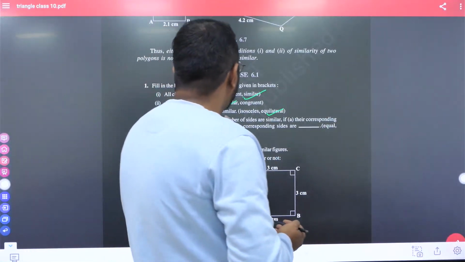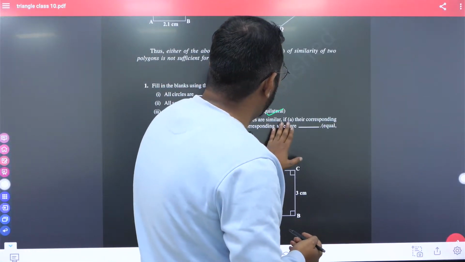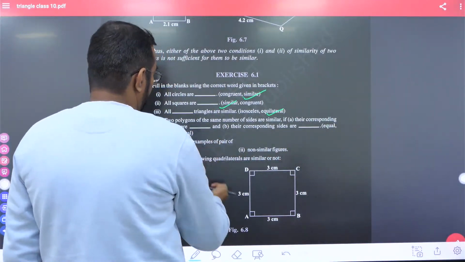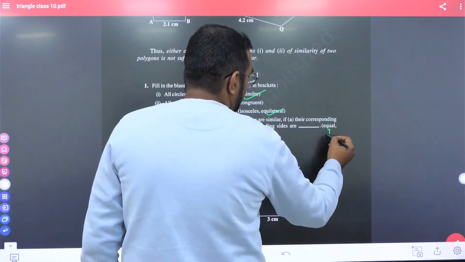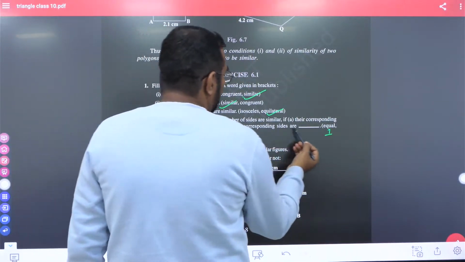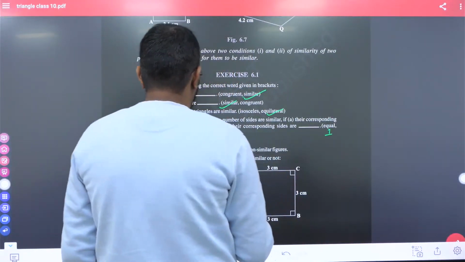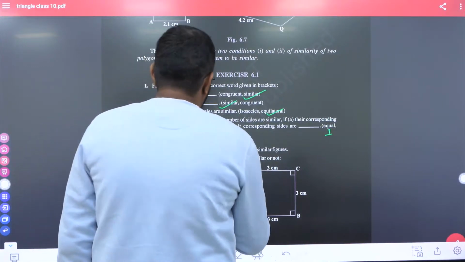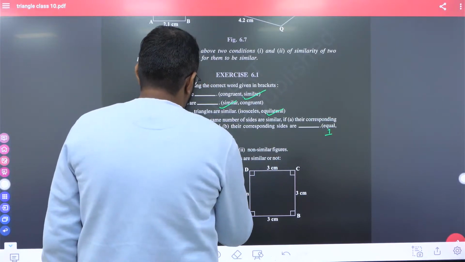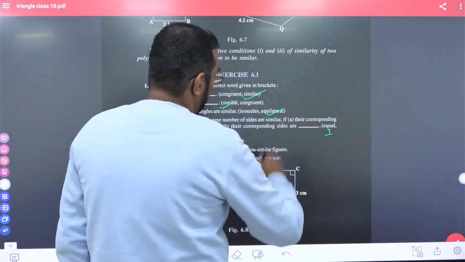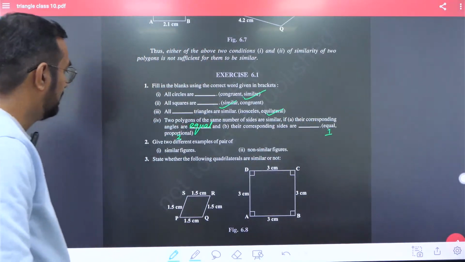Two polygons of the same number of sides are similar if their corresponding angles are equal. This one will be filled in the first blank, and their corresponding sides are proportional. This one is filled in the second blank. Equal goes here and proportional goes here.